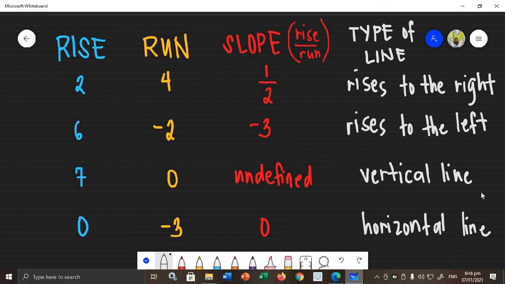So that's it. No, that is how you get the slope of a line by taking a look at the graph, and that is how you identify the type of the line given the slope of a line.